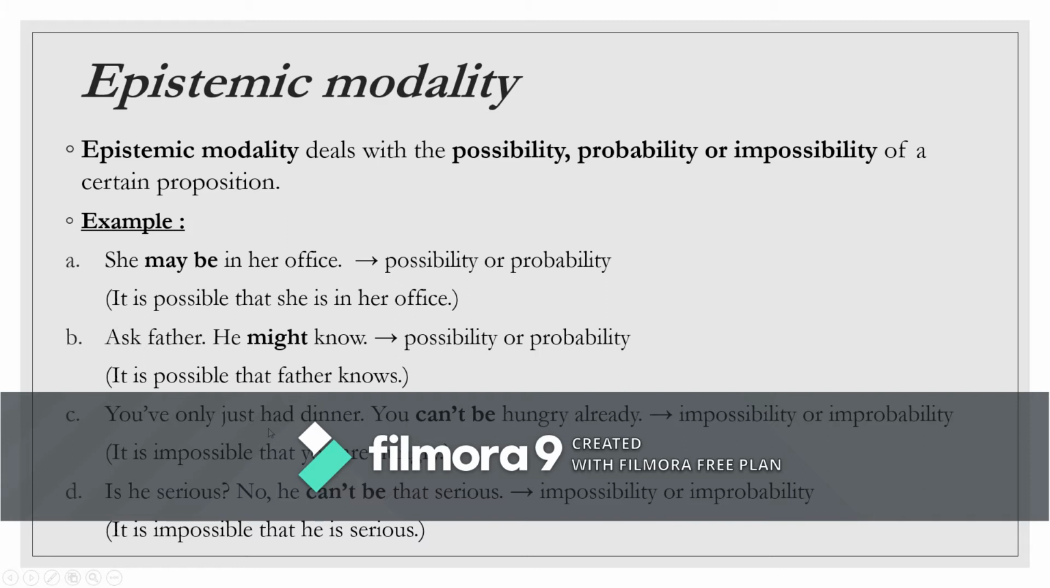And the third one, you have only just had dinner. You cannot be hungry already. This is impossibility or improbability. So it is impossible that you are hungry. The last one is, is he serious? No, he cannot be that serious. This is impossibility or improbability. So it is impossible that he is serious. Next.